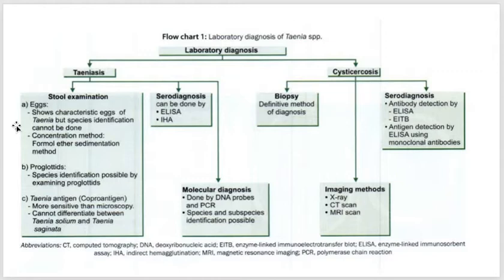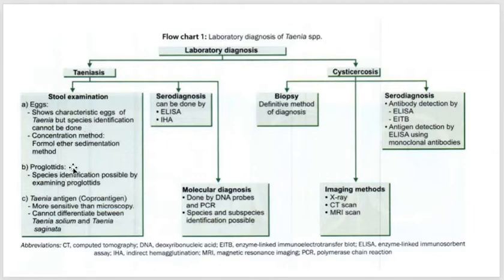So when it is at the proglottid stage, at this stage, the differentiation can be made by looking at the proglottids. For example, in Taenia saginata, they have 15 to 20 lateral branches, whereas in Taenia solium, they have under 13 lateral branches. And also you can see the scolex, because the scolex of Taenia solium has the hooklets, right? So that's the important thing.